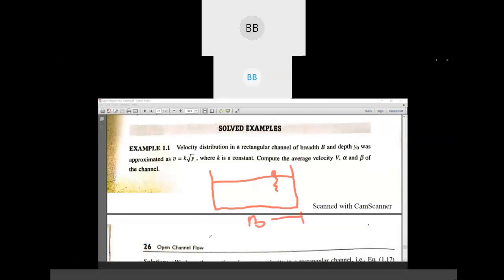Okay, so this is the first example, and we are going to solve this example. Are you ready with your pen and paper? The channel section is rectangular, a rectangular channel of width B and depth y naught.